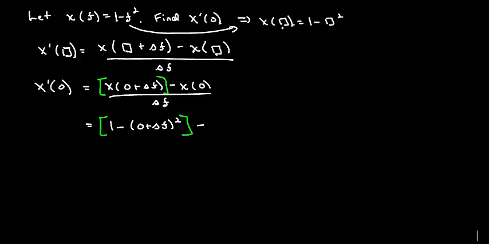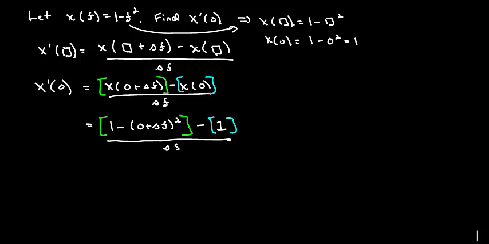Well, what is x at 0? When I plug in 0, I get 1 minus 0 squared, which is 1. So this guy is this guy. And of course we have to divide it by the variable that we're changing, which is f.